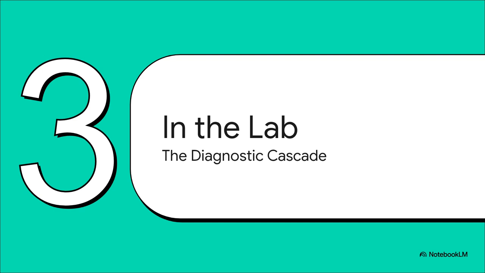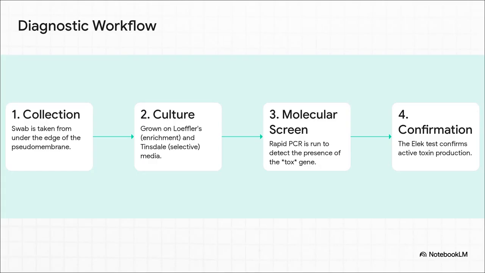It's a really important cascade of tests that has to balance speed with accuracy. The workflow starts with a good sample. You've got to get that swab under the edge of the pseudomembrane. Then it's off to culture on special media like Loeffler's or Tinsdale agar. For a fast result, we run a PCR looking for the tox gene.